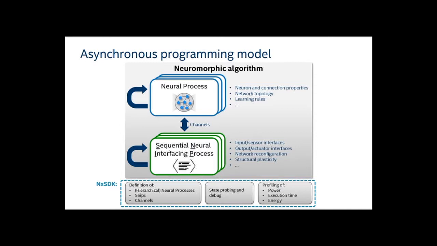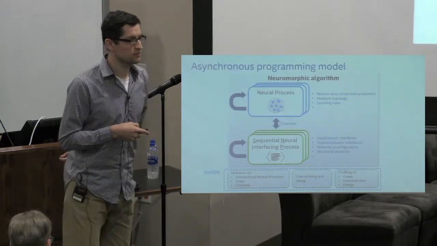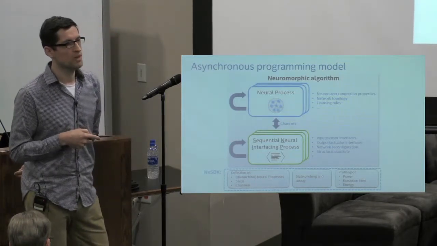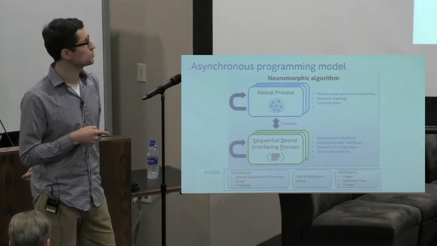What we basically expose to you as a user is the ability to program processes that communicate via channels with each other. Specifically, there are two basic kinds of processes that we expose. Basically, these neural processes, which are essentially the neural networks, the topology, the neural properties, and the learning rules that are executed by our neural cores. And then in addition to that, we have the sequential processes that essentially execute on our embedded CPUs all throughout the system. And they, again, communicate with each other basically through channels.